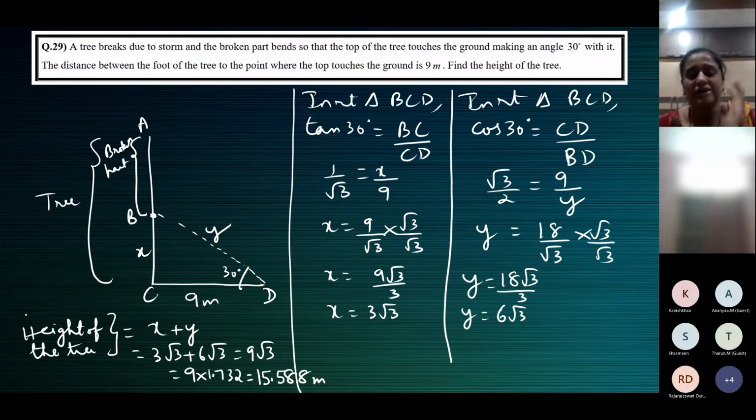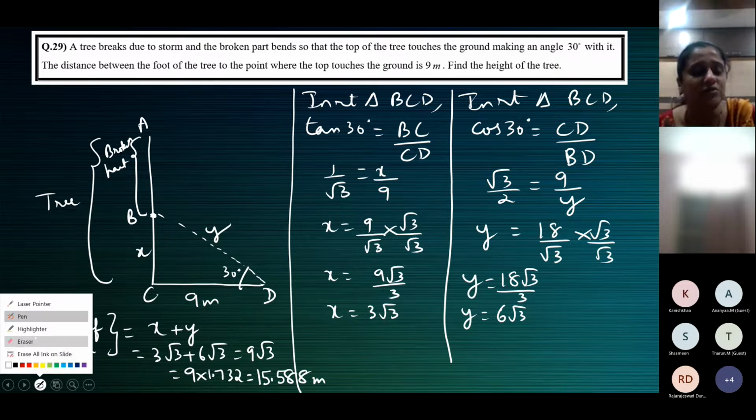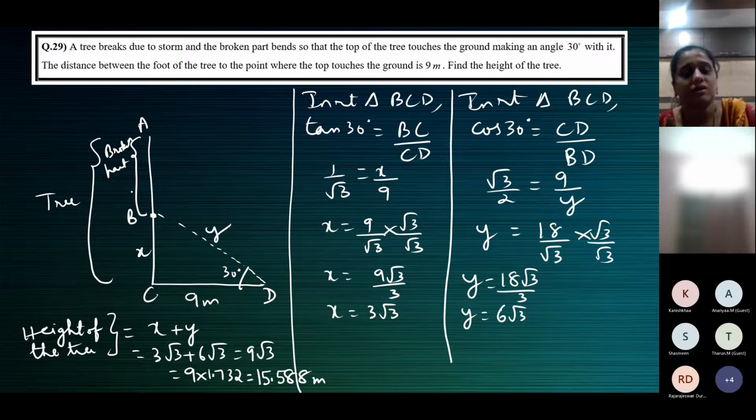So the height of the tree is AC, children. The broken part is AB, which falls on the ground as BD, making an angle of 30 degrees with the ground. Look at my figure on the screen. AC is the tree. The tree breaks at the point B, so the broken portion is AB, which falls on the ground, making an inclination of 30 degrees with the ground.